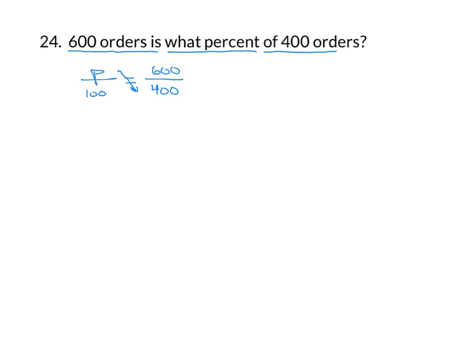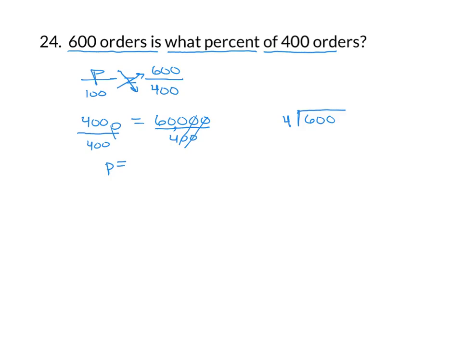So if we cross multiply, we get 400P equals 6 followed by 4 zeros. All right, we go ahead and divide by 400. I get P equals, I'm going to go ahead and cancel 2 zeros just to make it a little bit easier on myself. Remember again, no calculators, so we're going to divide 600 by 4.